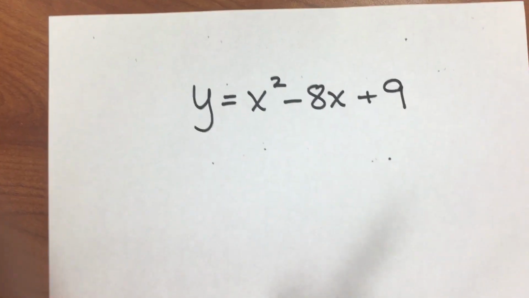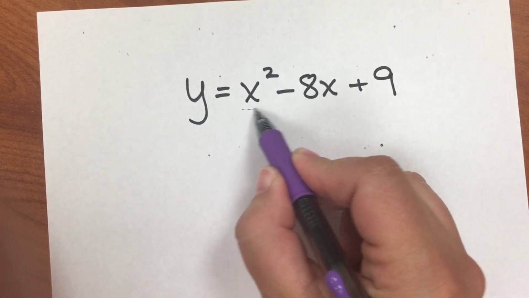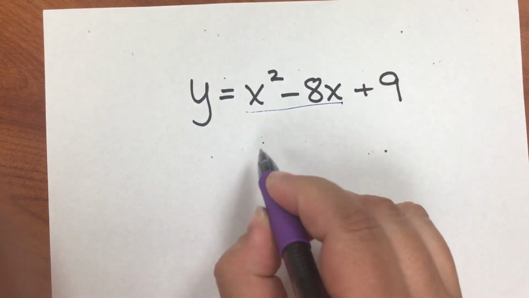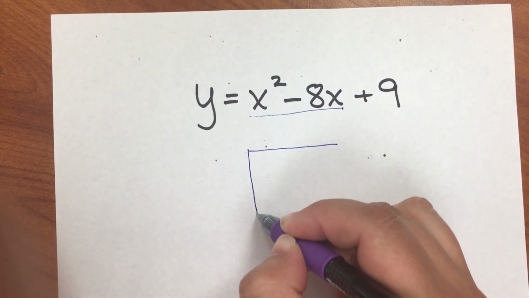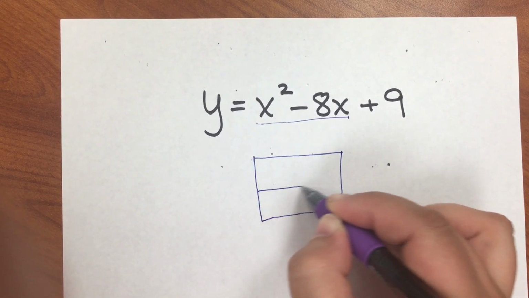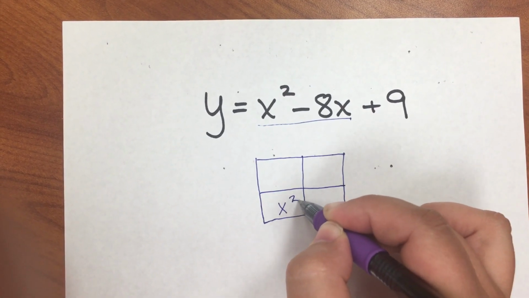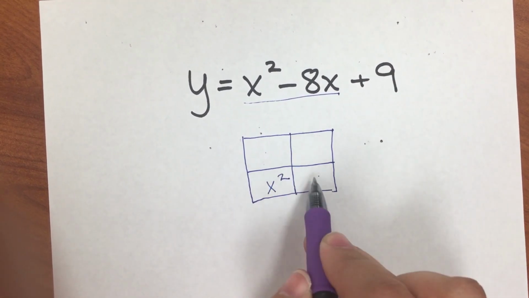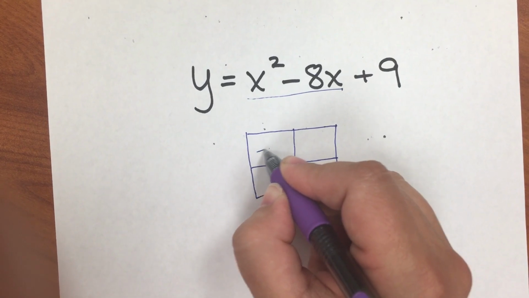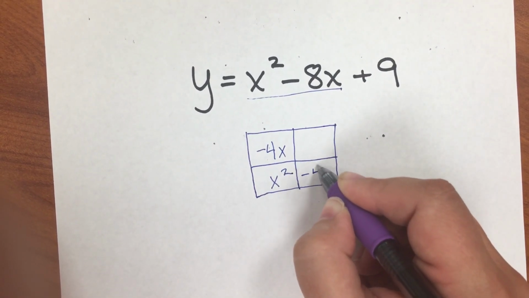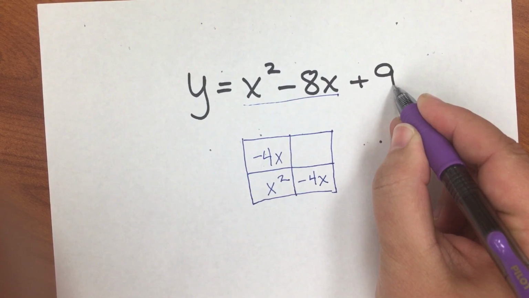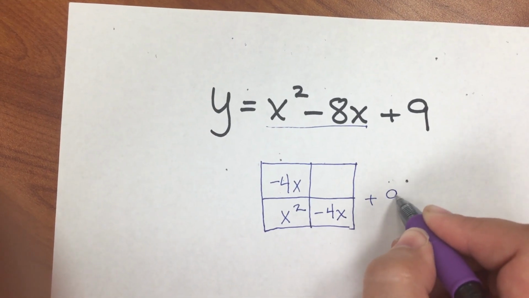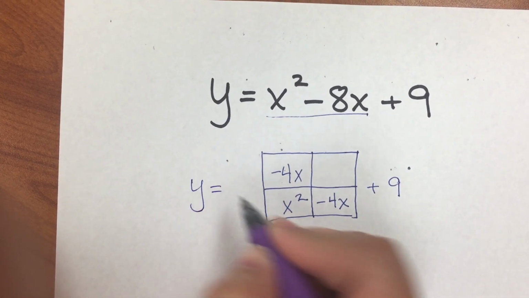Does anything change if my equation has negative x's instead of positive x's? Well, let's take a look at this one. I'm going to take my x squared and my x terms, and create a square with those. I take the x squared and put it down here. I split up these negative 8x's evenly along this diagonal. Since they're negative 8, I'm going to have negative 4x and negative 4x. And then I still have this plus 9 that I just add on to the outside of my area model.